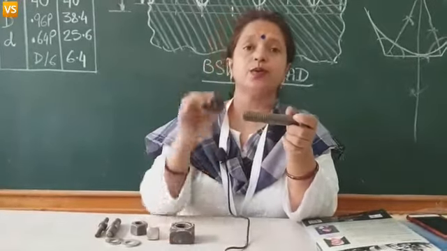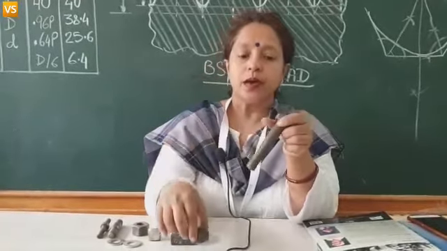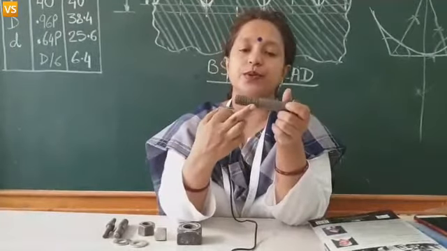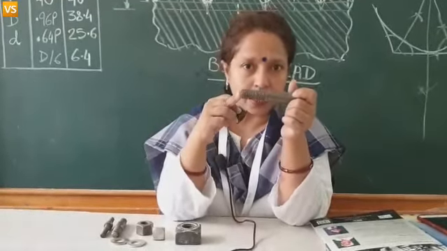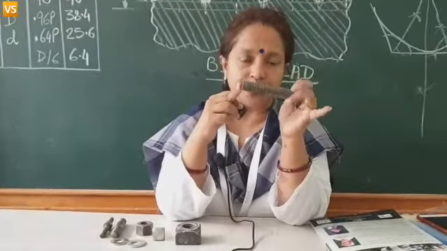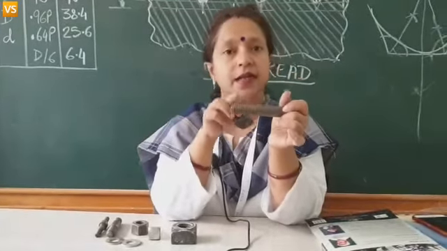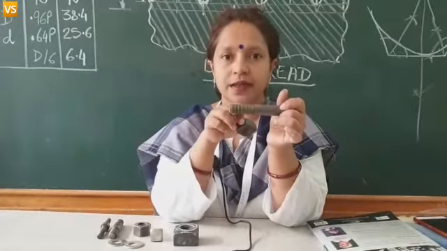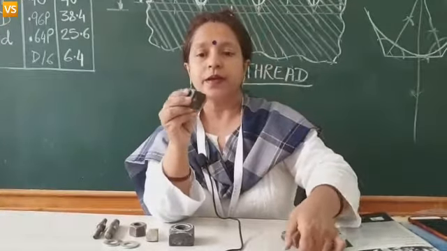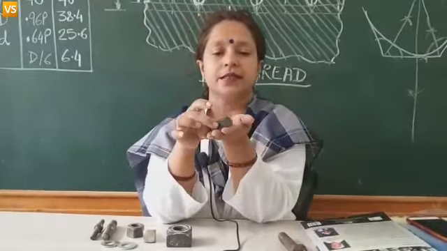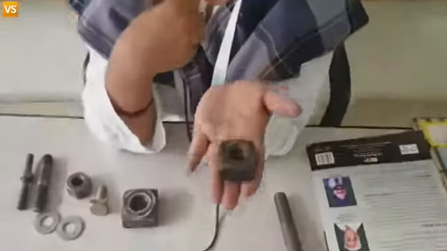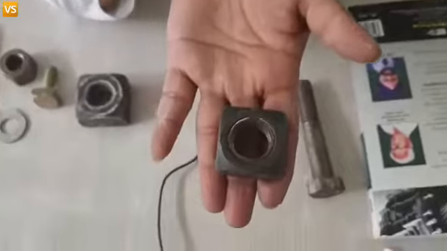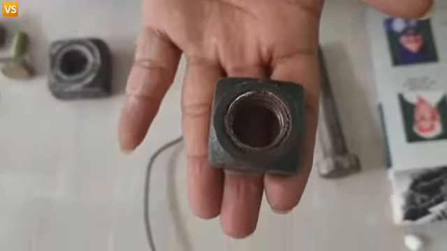Now I am going to show you a nut also. There is one more thing I want to tell. These threads are called external threads because we can see them when we hold the object. Now here I have a nut. This is a square nut. We call it a square nut because the shape of this nut is square.